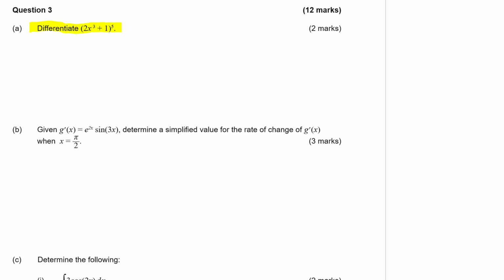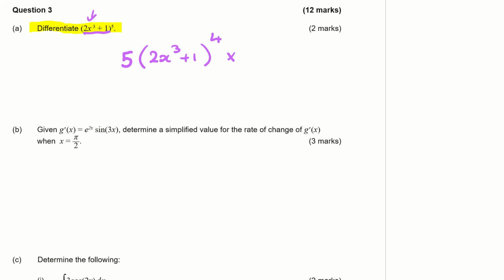Differentiate (2x cubed plus 1) to the power 5. So we're going to need to use the chain rule. We'll start with the outside function. We've got 5(2x cubed plus 1) to the power 4, and then we multiply that by the differential of the inside. If we differentiate this, we get 6x squared, and so that will be 30x squared (2x cubed plus 1) to the power 4.